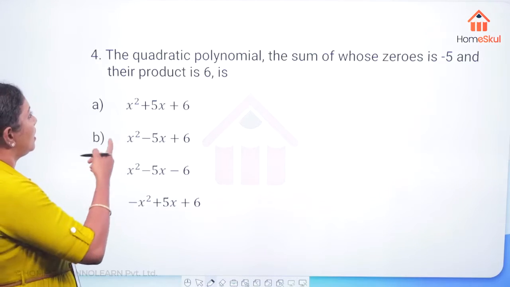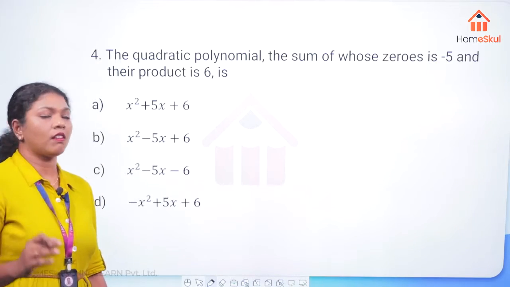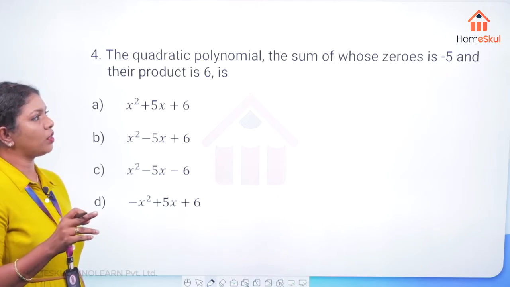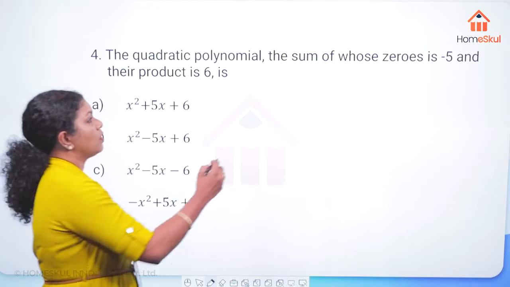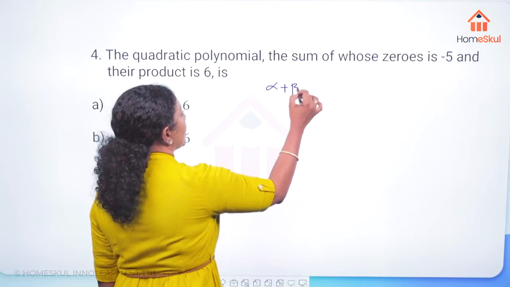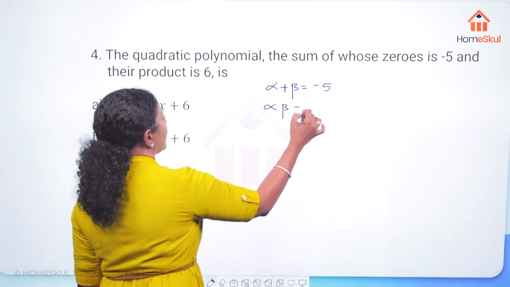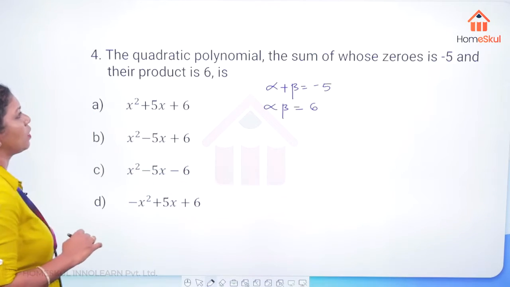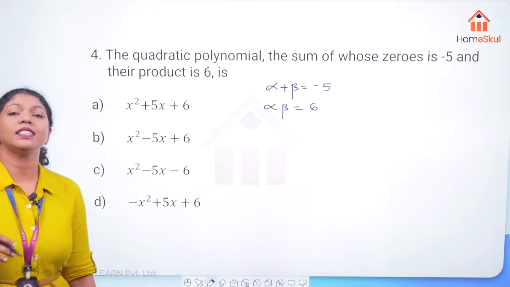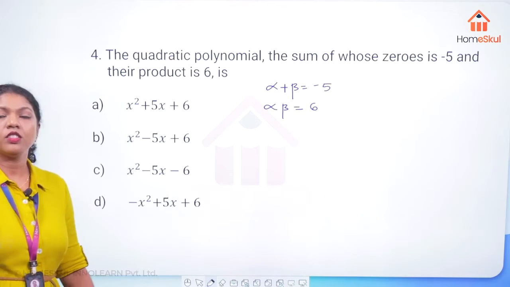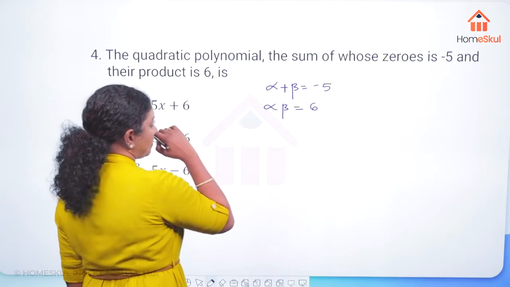The quadratic polynomial, again it's a quadratic polynomial. Sum of zeros is minus 5, so alpha plus beta is equal to minus 5. And the product is 6, alpha into beta is equal to 6. Then the zeros will be? No, we don't need the zeros. We need the polynomial. So how will you write the polynomial?